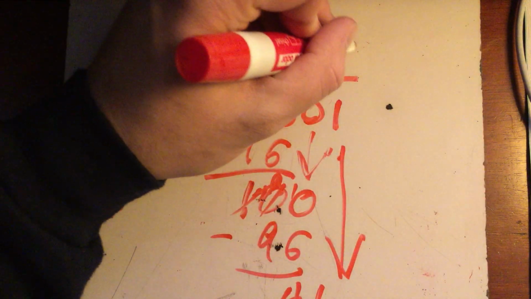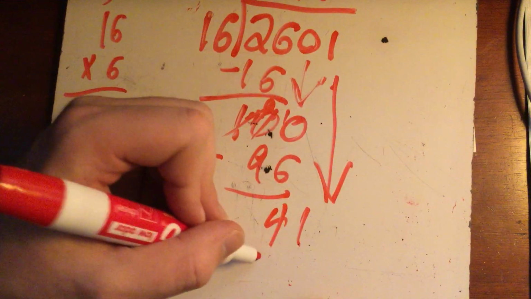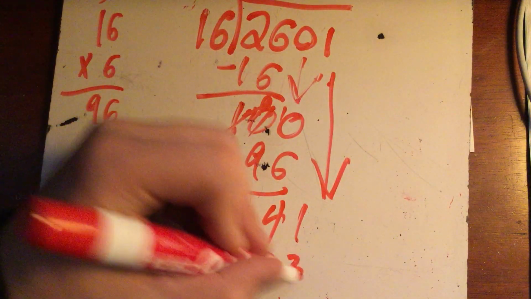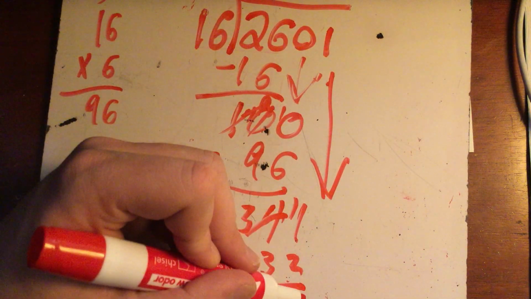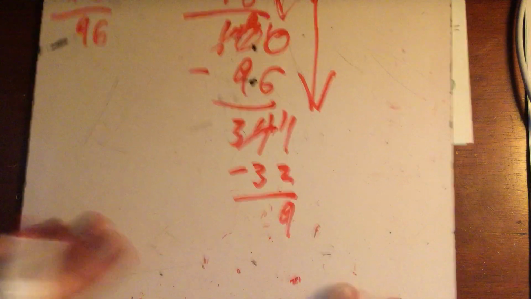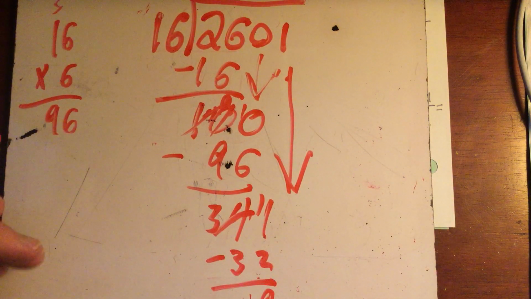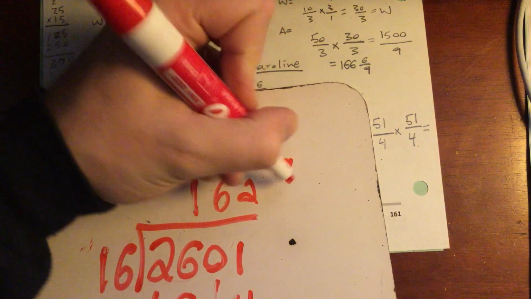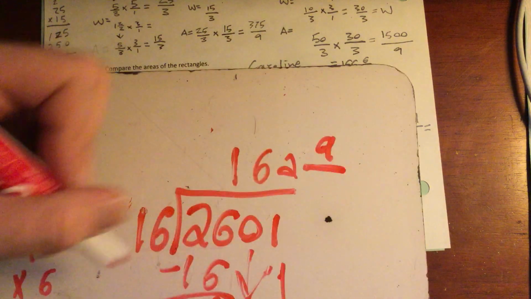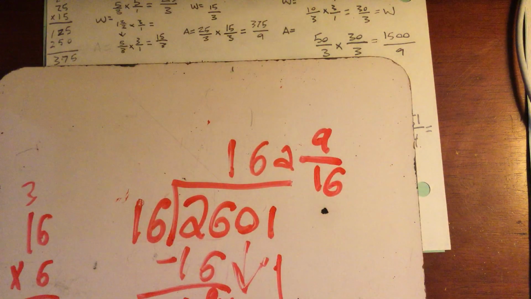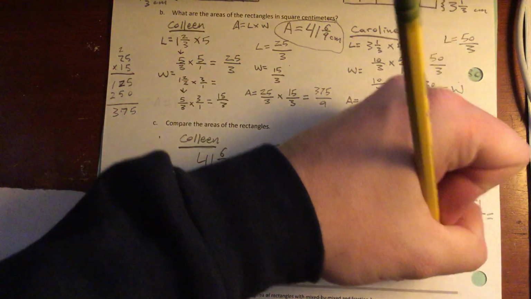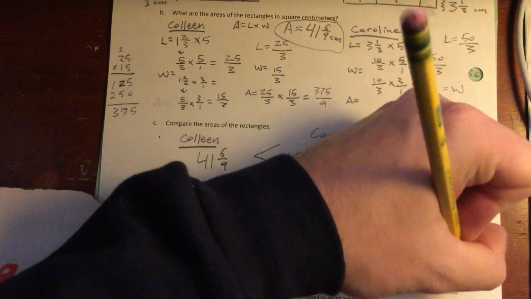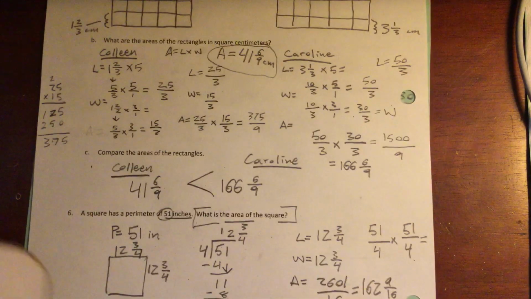Okay, 16 is going to go into 41 2 times. That's going to give me 32. Regrouping, 11 minus 2 gives me 9. 3 minus 3 is going to give me 0. Okay, I'm going to rewrite that as a remainder of 9 over the number we're dividing by, 16. Okay, so my answer for this one is going to be 162 and 9/16.